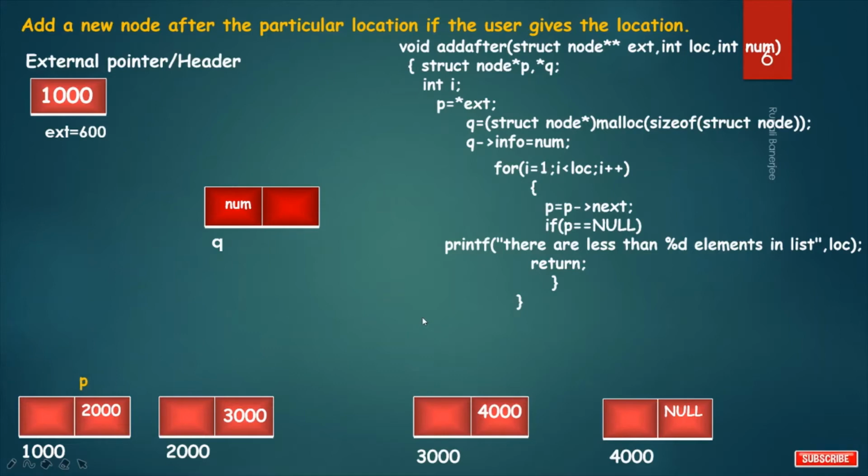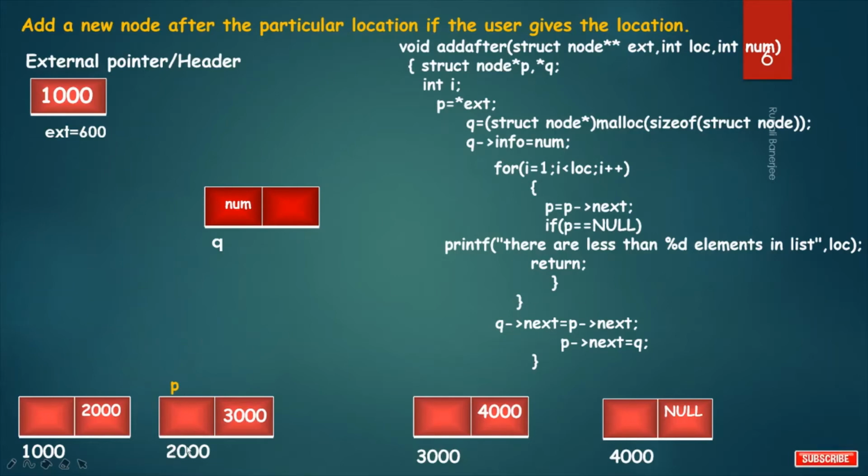P is here. Now I want to add our new node here. So how can you insert the new node? Q arrow next, what should be the coding? Q arrow next is 3000. From where can we get 3000? It is p arrow next. So q arrow next is p arrow next.